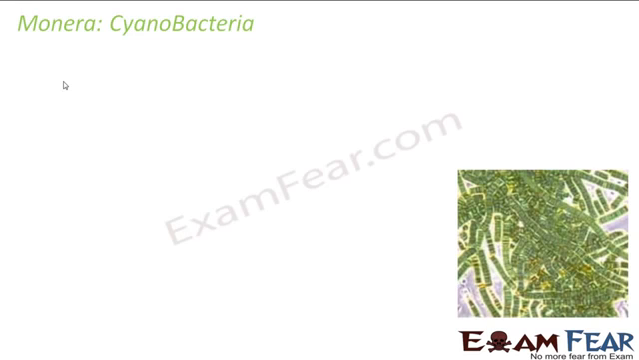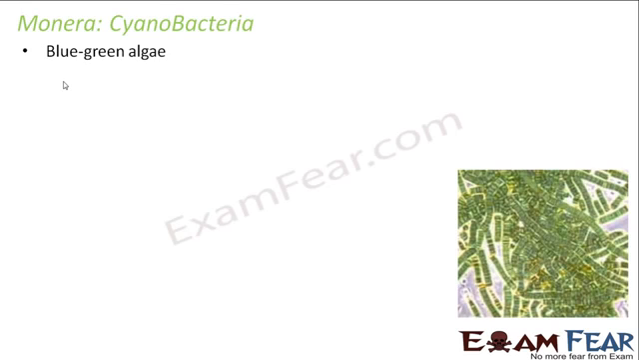So let us first talk about cyanobacteria. Cyanobacteria, the most commonly heard name in the monera kingdom. Why so? Because these cyanobacteria are considered to be the ancestor of all life forms. Many people believe that cyanobacteria were the first to form on this earth, and everything else evolved from cyanobacteria. Okay, so from where did this bacterium get the name cyanobacteria?